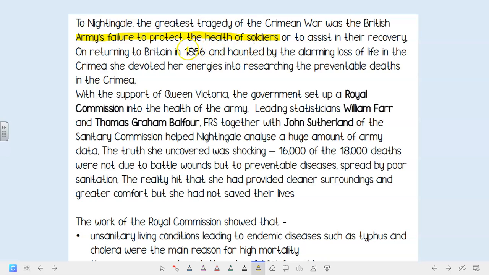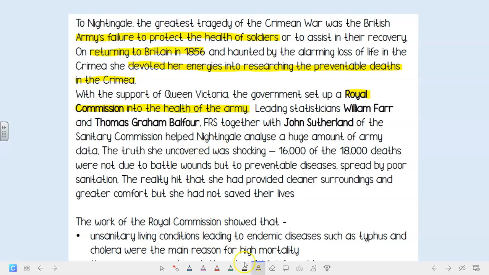"On returning to Britain in 1856," so we know that Nightingale returned to Britain in 1856, "and haunted by the alarming loss of life in the Crimea, she devoted her energies into researching the preventable deaths in the Crimea." So this is what she's doing afterwards. Notice I'm not highlighting everything, I'm only taking key information. "With the support of Queen Victoria, the government set up a Royal Commission into the health of the army."